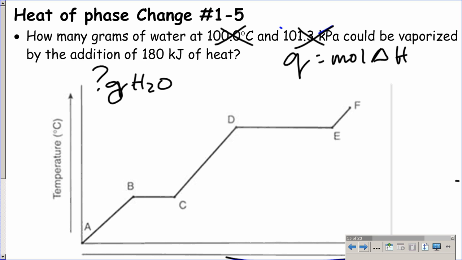So the question is, how many grams of water at blah, blah, blah could be vaporized? Why is the vaporized important? HVAP. So this gives us now the phase change that we are concerned about, vaporization. After the addition of 180 kilojoules of heat. What is that?